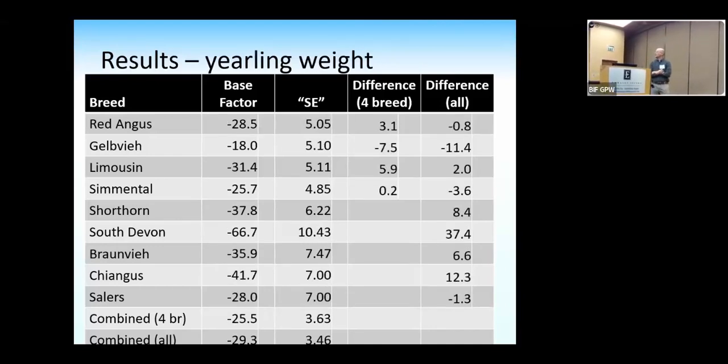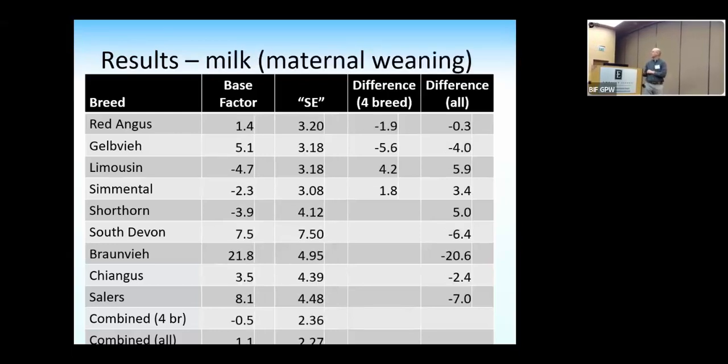And yearling weight, I would say you see that even a little bit more so, where there's some deviations. We're well within error on the 4. We've got some pretty decent size outliers here when we look at the other breeds altogether, the extra ones. Maternal milk, we won't spend much time on them, very similar.